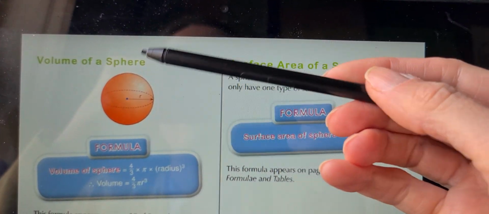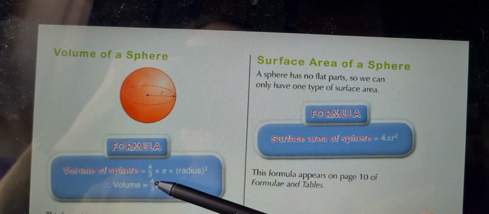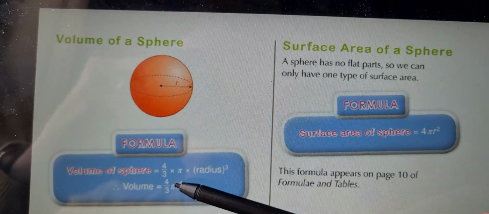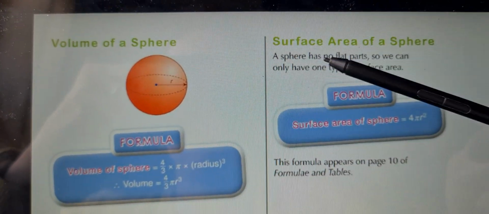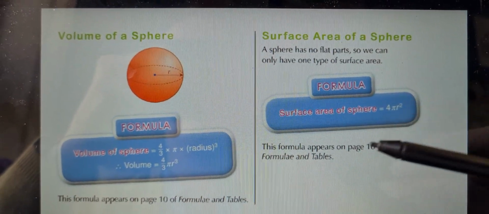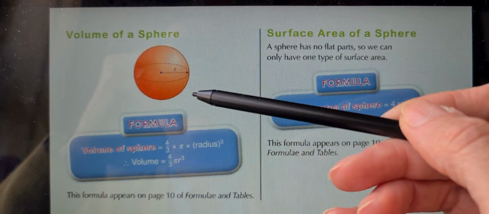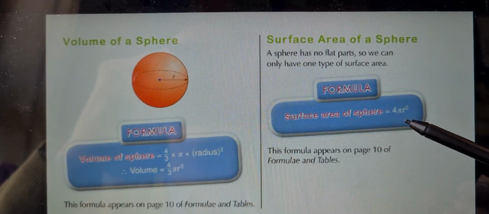Next, we're looking at spheres, the volume of a sphere, a football. Log tables, page 10. 4/3 pi r cubed is the formula for the volume of a sphere. The surface area of a sphere is... There is only the curved surface area of a sphere. So technically here, the curved surface area is the same as the total surface area. The formula is 4 pi r squared.